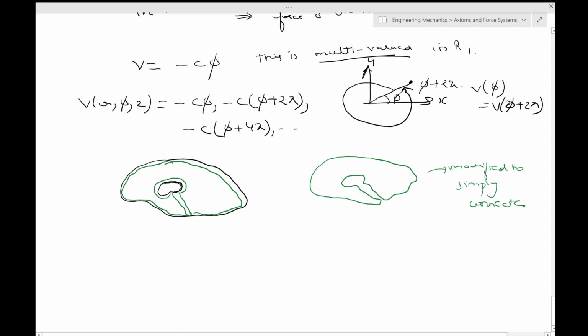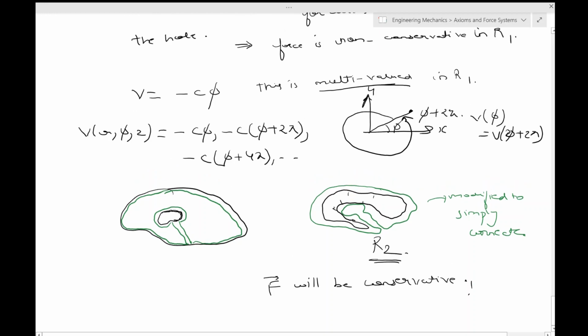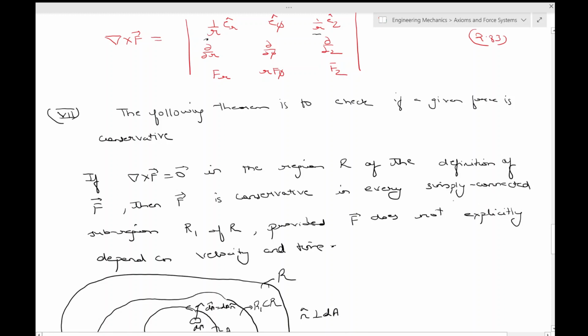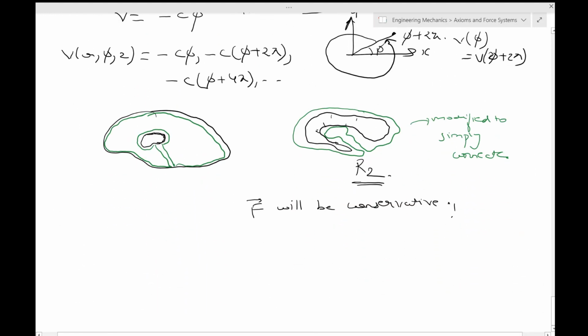Why? Because any loop which you draw on this one, originally in the solid, say something like this. Now if you keep on shrinking this loop, you will always be within the solid. So this is modified to be a simply connected region. So this is R2. So in this case, F will be conservative. So that's the importance of this word simply connected in this theorem. So I hope both of these two things are clear with all of us over here.